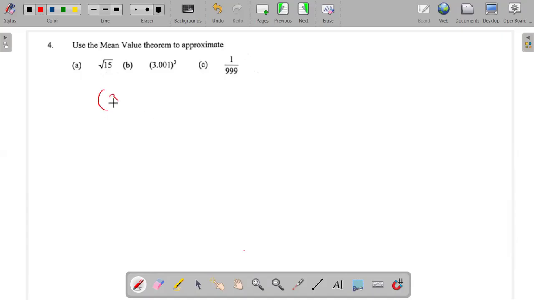Now we have 3.001, then I have 3 here. So how do we approximate this one? Always make your work easy. Let the number that's inside there be your x, such that f of x is equal to x cubed. Get a number that's closer to the value you have.